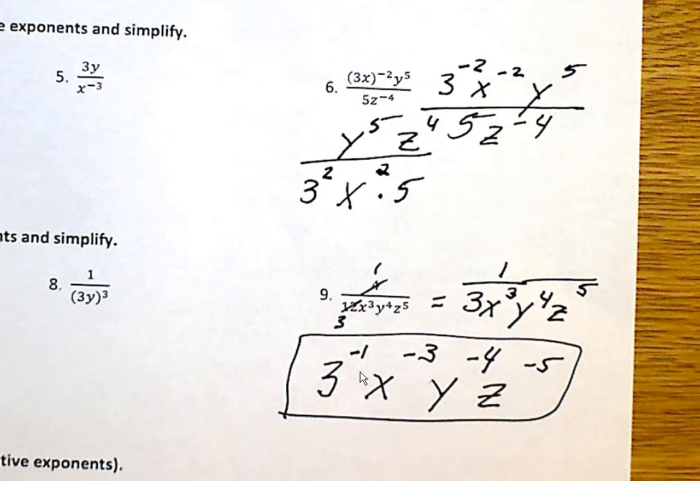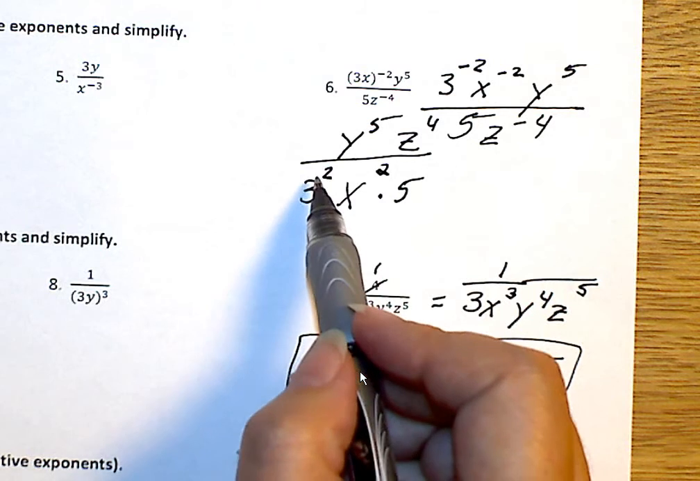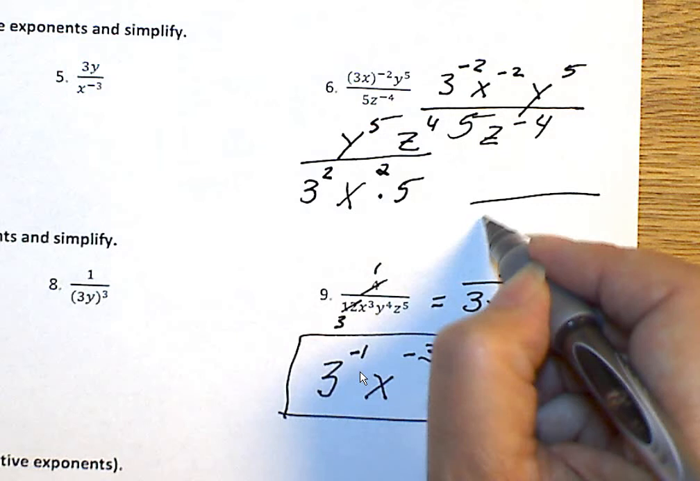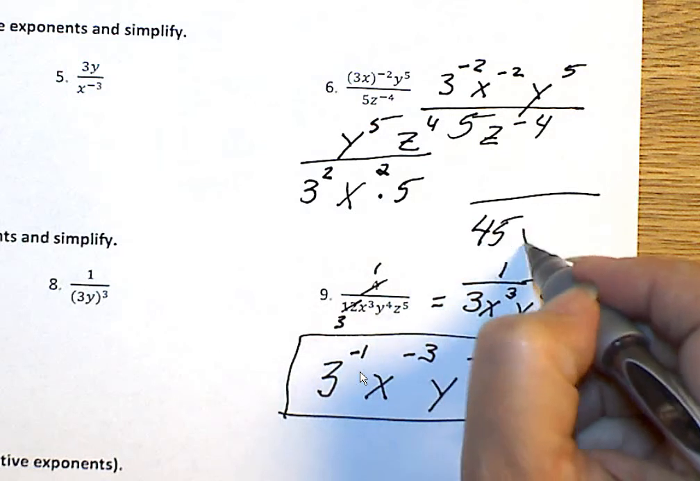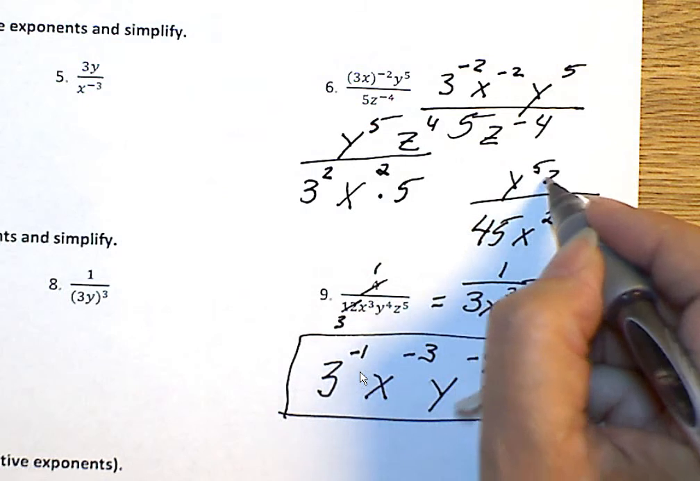Now I just have to combine like terms. So we have 3 squared. 3 times 3 is 9, times 5 is 45. We have x squared, and on top we have y to the 5th, z to the 4th.